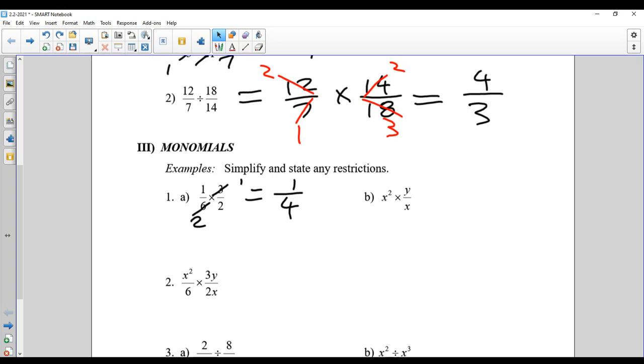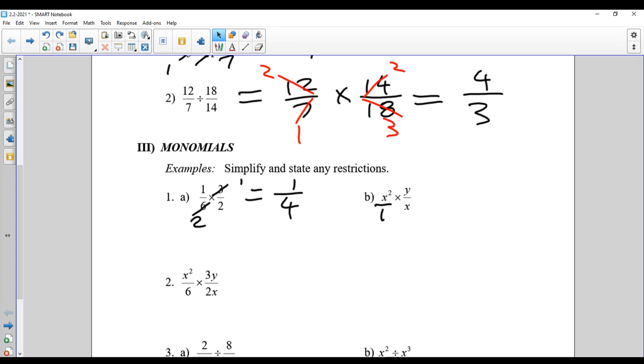Okay. How about this one? Now, just to make it look like a fraction, I'm going to put this over 1. I have an x squared on the top over 1. I have a y over an x. Any suggestions as to how we can tackle this one? I'll take a suggestion. I won't call on anybody in particular. Was that volunteering? No? Okay, yes.